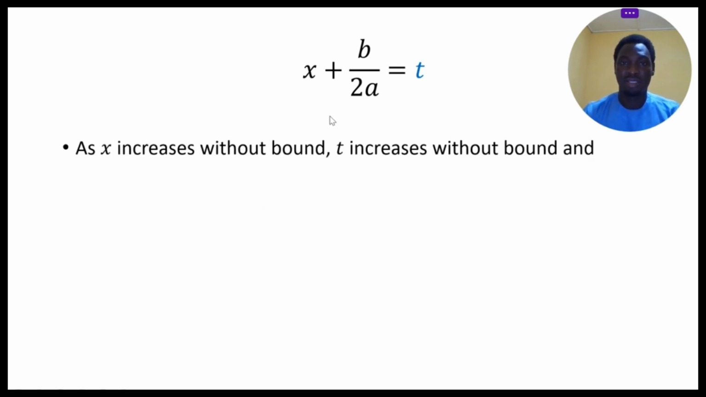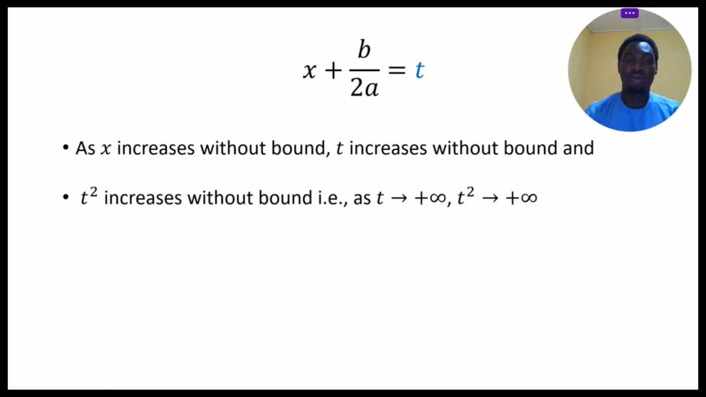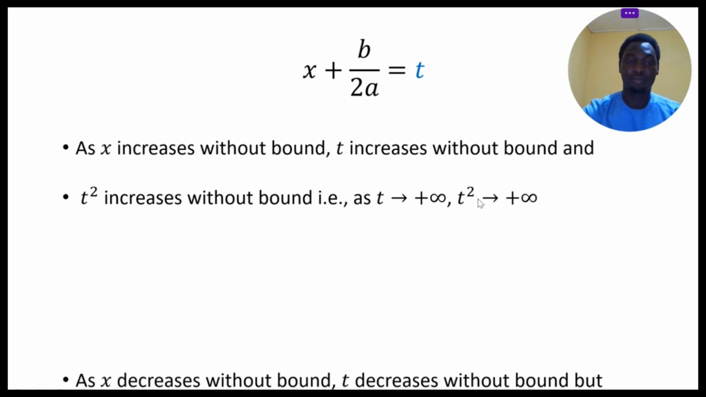Now, judging from the relationship between x and t, if x increases without bound, t will also increase without bound, and t squared will increase without bound. In symbols, we write, as t approaches positive infinity for increasing without bound. So as t approaches positive infinity, t squared approaches positive infinity.